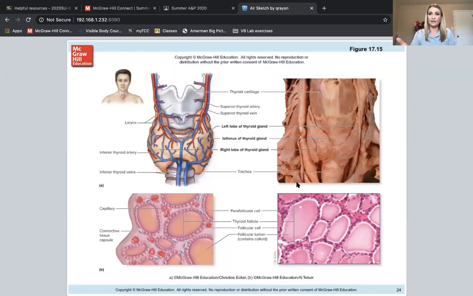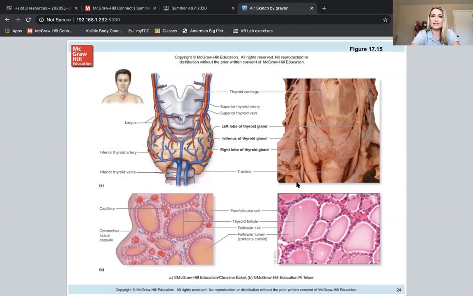All right, let's talk about the thyroid gland. The thyroid gland is a bilobed gland. It is located right here, so you can touch your throat and try to locate where it is. If you put your fingers in this area and swallow, you should be able to feel the thyroid gland move up and down. It has a left and right lobe, and then the middle region is called the isthmus. This area right here, that's the isthmus. That's what connects the two lobes.